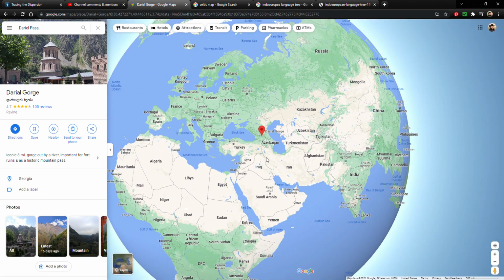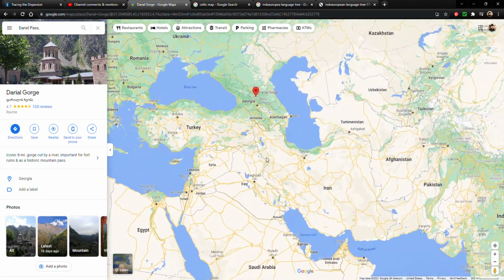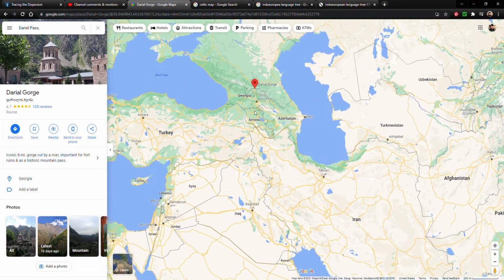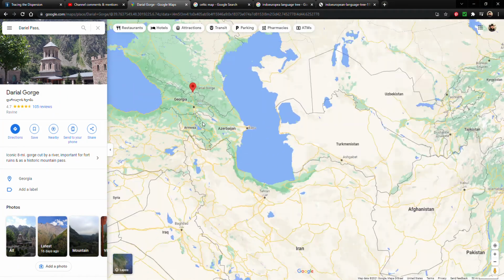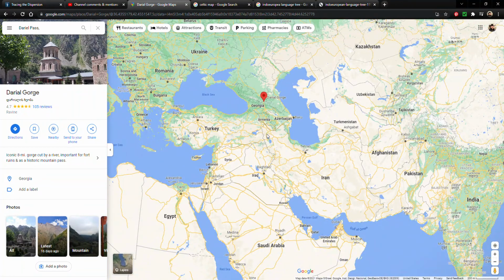And that definitely kind of looks like a, because you're surrounded on one side by the Black Sea, on the other side by the Caspian Sea. I don't know. I find that interesting.